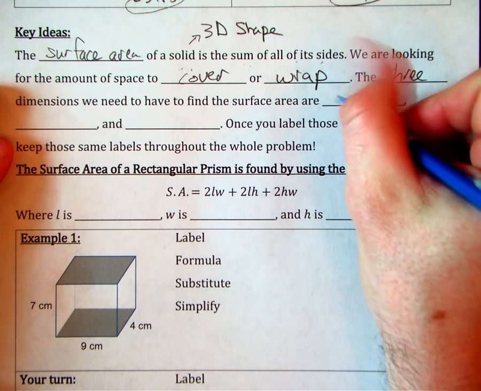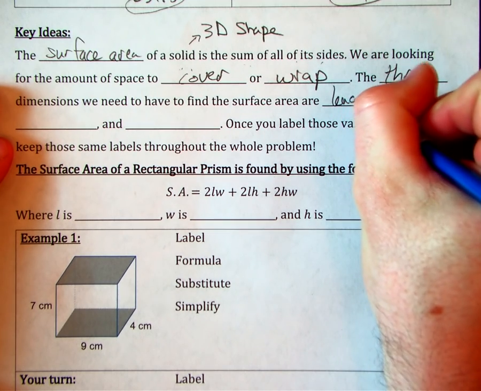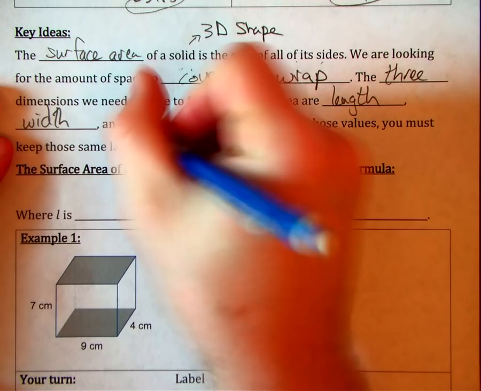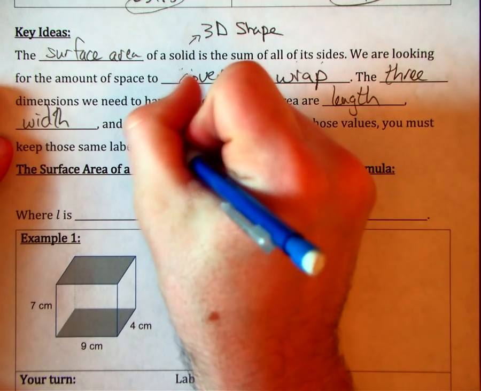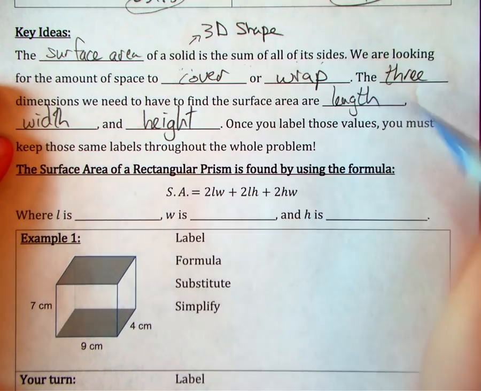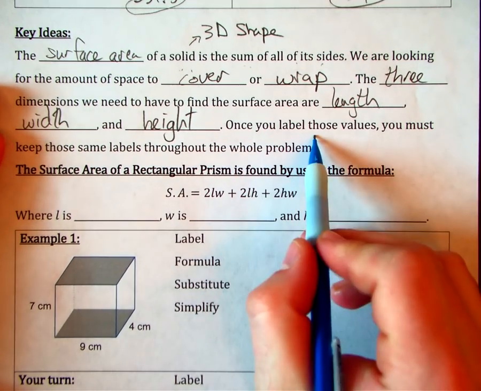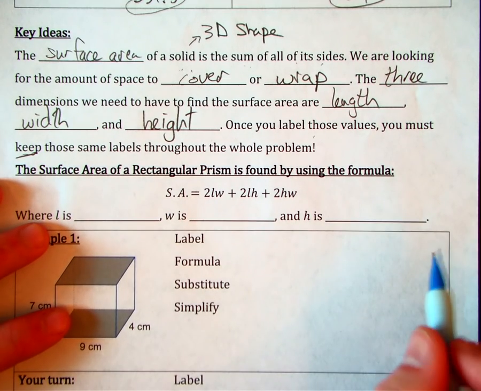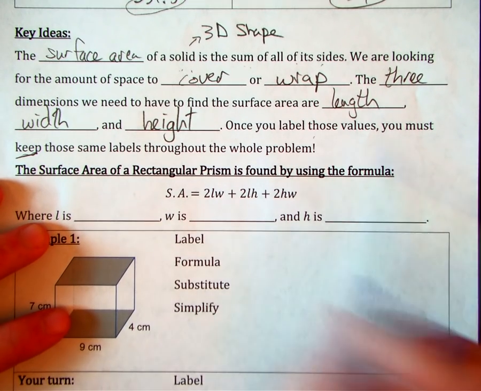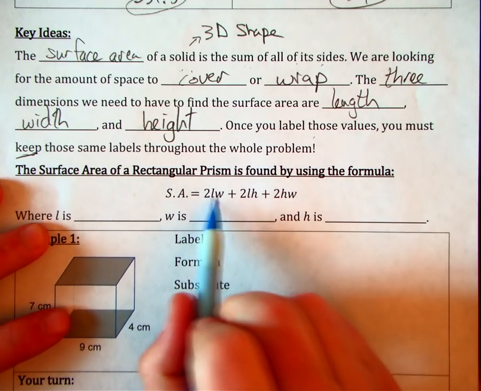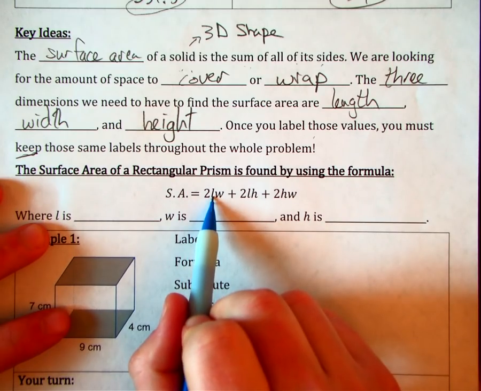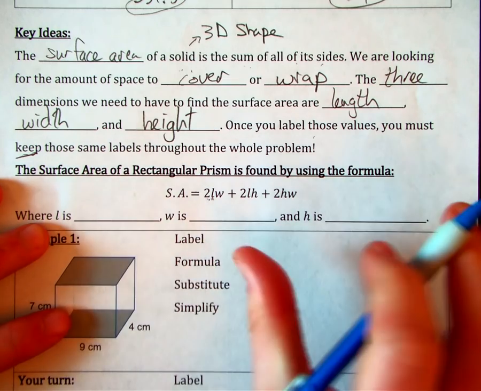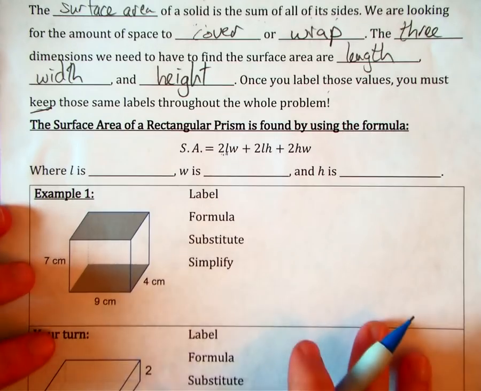The 3 dimensions that we need to find the surface area or the volume are going to be the length, the width, and yes, that's right, the height. Once you have labeled those values, you must keep those same values throughout the whole problem. As soon as you say, okay, this is going to be the length, whatever that value is, that is now your length throughout that problem. And you'll see it in this example that I have here.